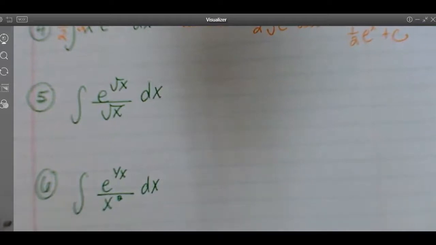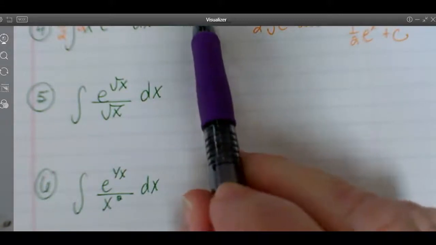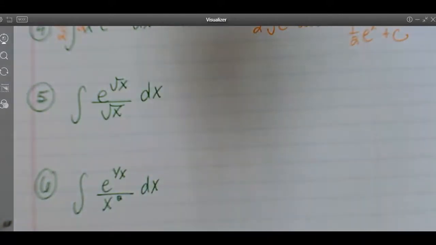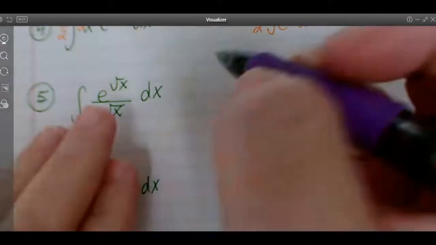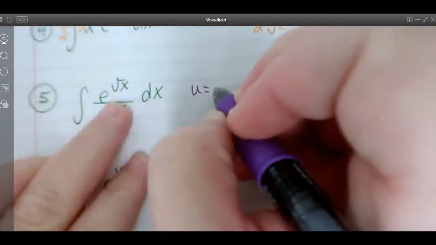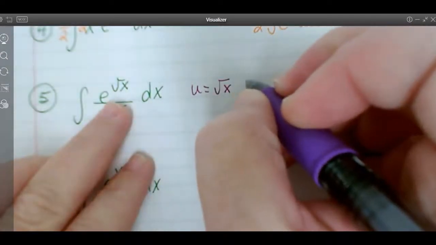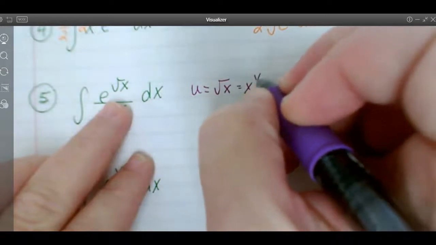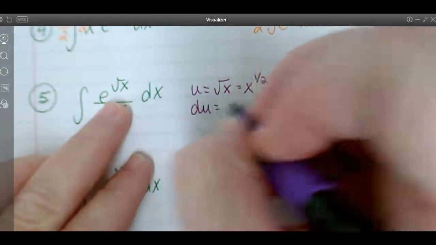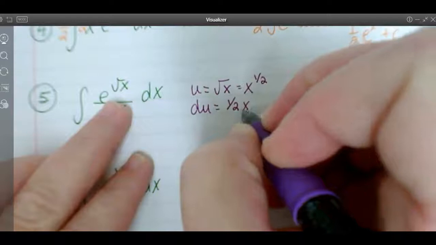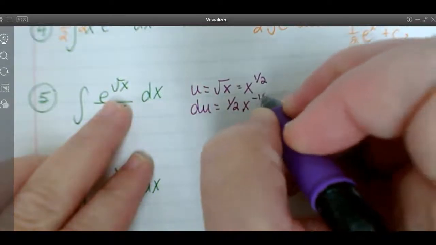The next two are common problems where students make mistakes, and so I wanted you to see this. I will tell you that you're still kind of thinking of the same process, that let's let u be the power. When you have an e there, a lot of times that is true. So let's see what happens when we let u be the power, which is square root of x. Remember that this is x to the 1/2. So the derivative here would be 1/2 x to the negative 1/2.